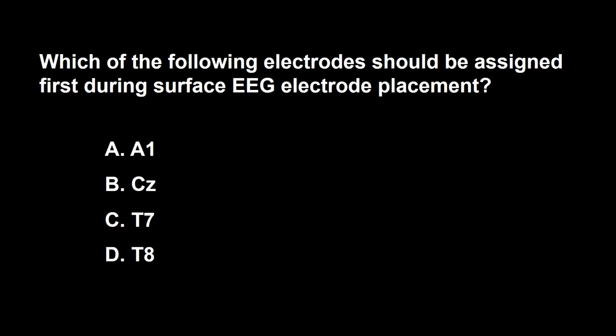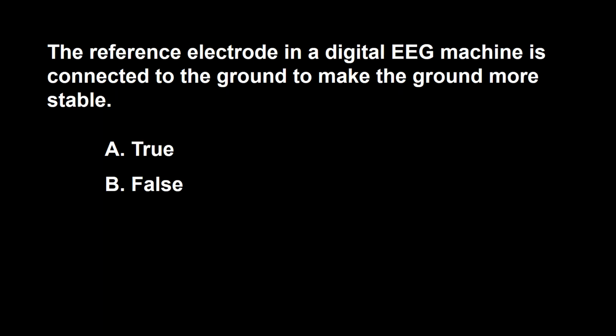So, since I asked the question a while back, I will repeat it here. The first electrode location to be assigned is: A1, B, CC, C, T7, T, T8. The answer to this question is B. Next question. The reference electrode in a digital EEG machine is connected to the ground to make the ground more stable. A true, B false.